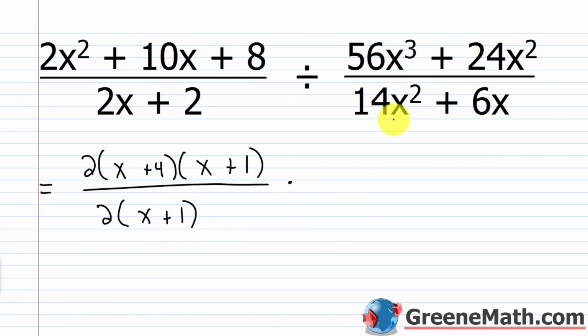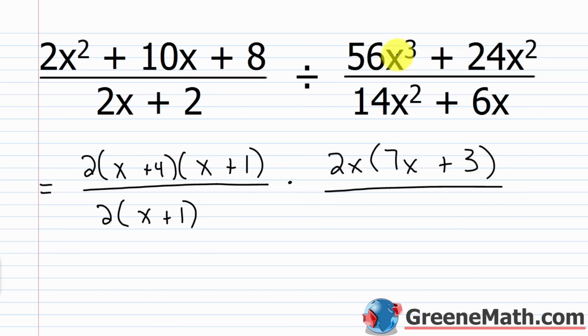Now we're going to multiply by the reciprocal of this one. So that means that the denominator here is going to be my numerator here. I know I can pull out a 2x, and that would leave me with 7x plus 3. Now in my denominator, it's going to be my numerator from up here. So 56x cubed plus 24x squared. I can pull out an 8x squared, and that's going to leave me with a 7x plus a 3.